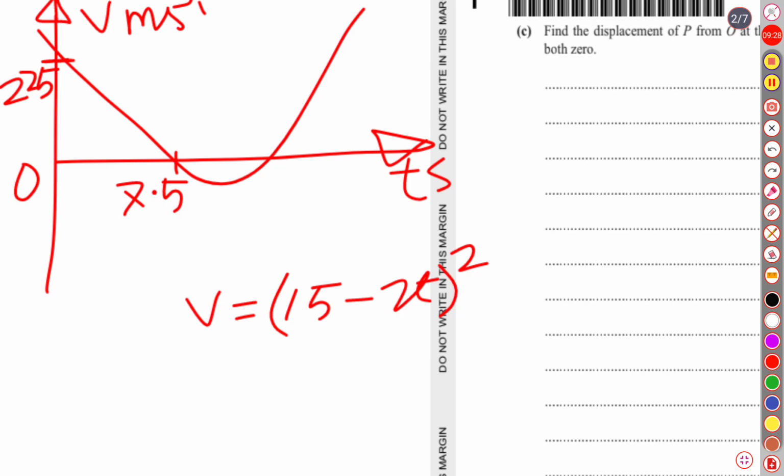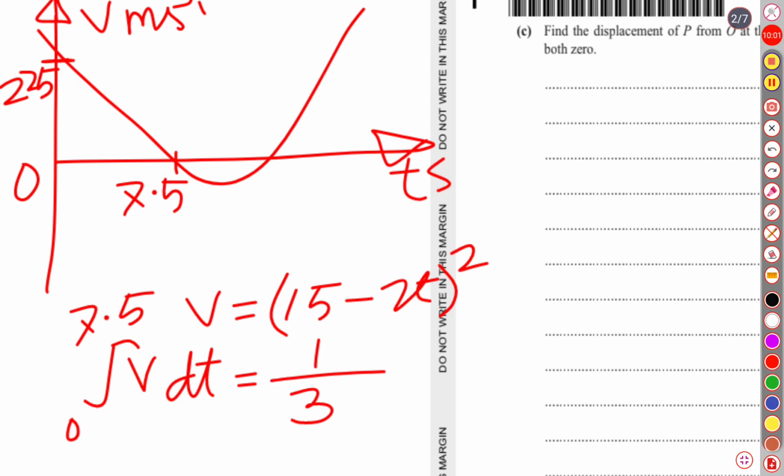Now we will have to find the displacement. So v is equal to this. If v is this, then we will integrate both sides, from 0 until 7.5 seconds. We are going to integrate v in terms of t, and it will be 1 over 3, because if we integrate, the exponent will increase by 1, so it is 3. And if we differentiate this inner function, it is negative 2, so negative 2.